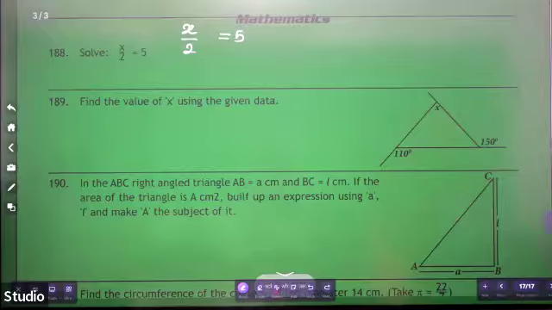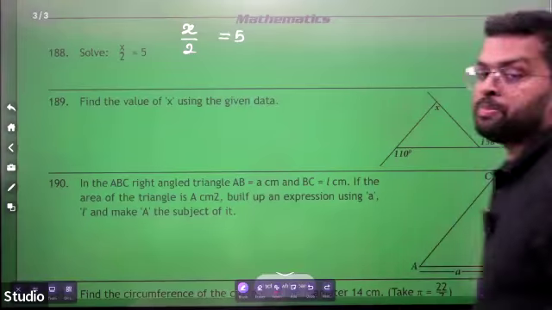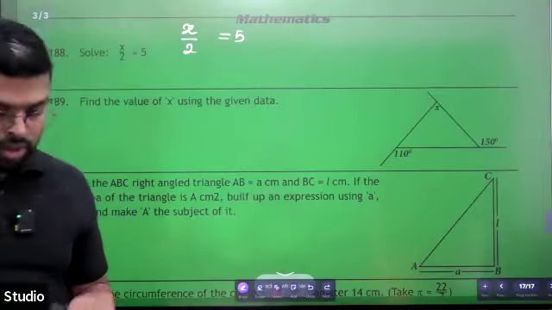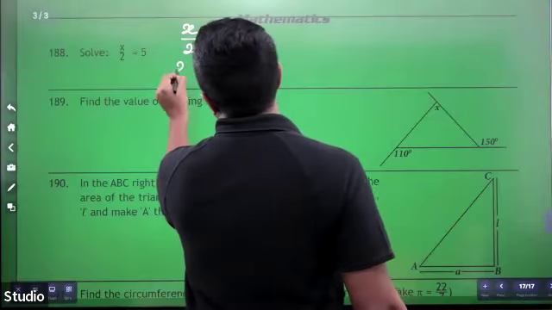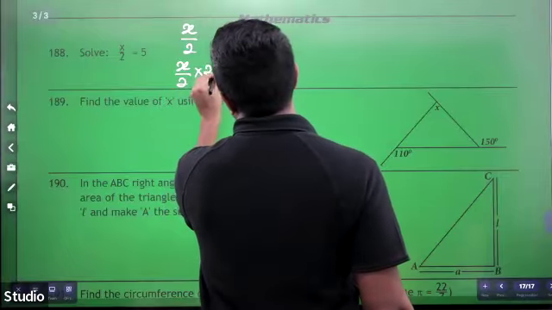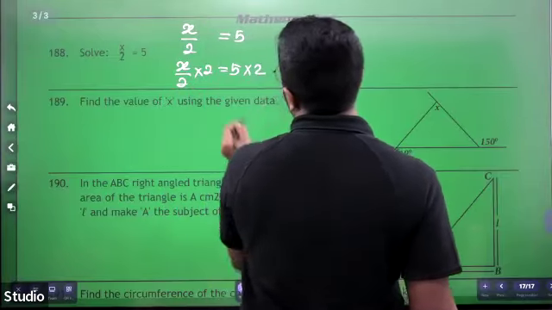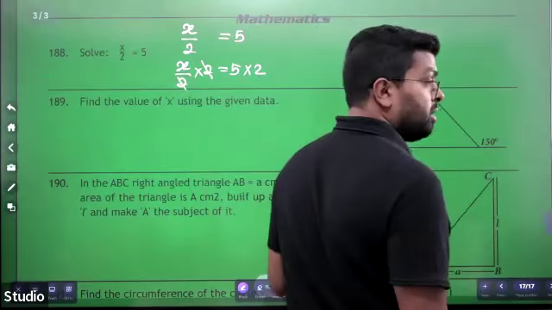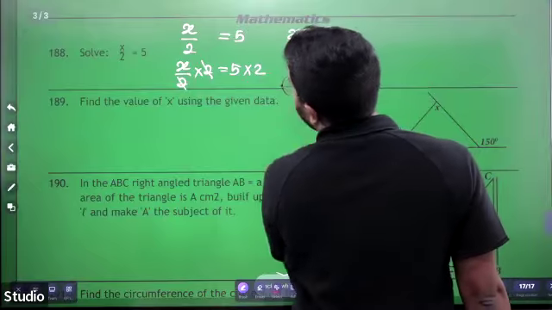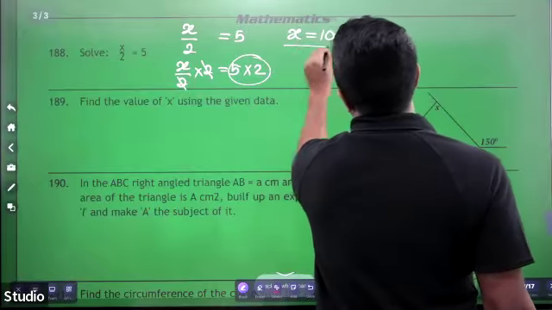So let's multiply the left hand side of the equation by 2, and whatever we do to the left hand side, we have to do to the right hand side as well, so we multiply the right hand side also by 2. Let's do it. X over 2 multiplied by 2, 5 also multiplied by 2. 2 divided by 2 is 1. We only have x on the left hand side, equals 10. Easy questions.